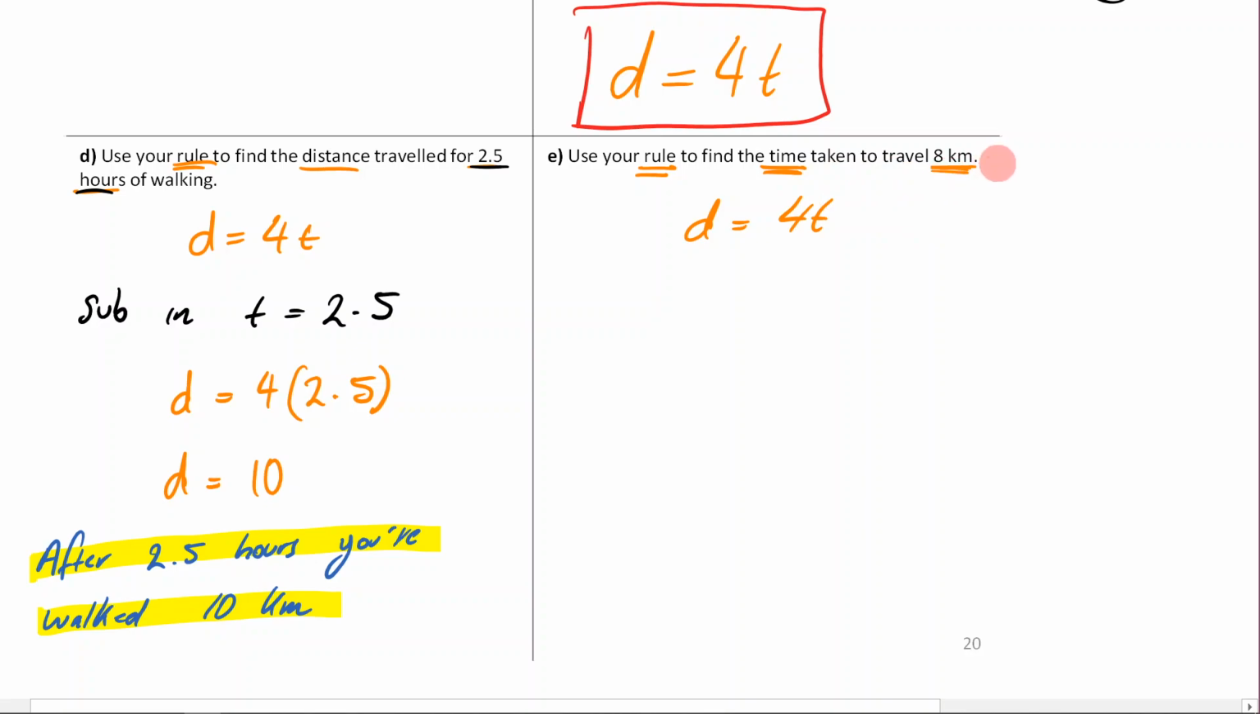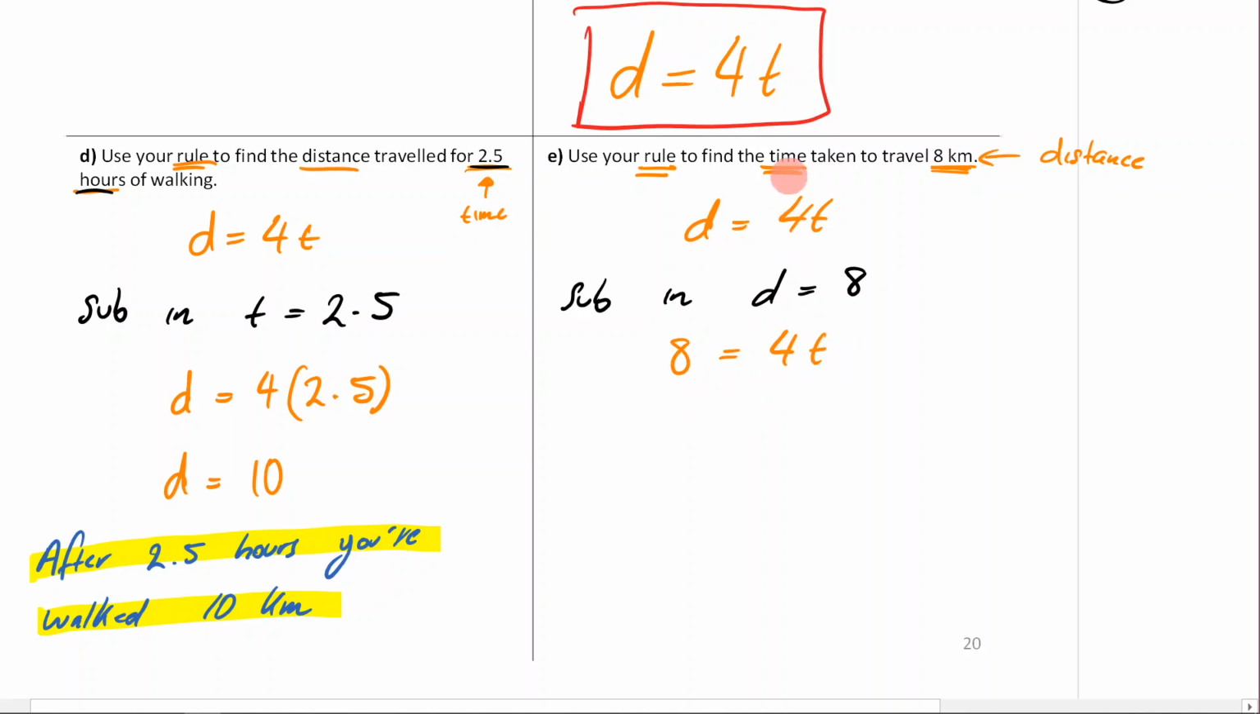Do you see that they've given me the distance? Over here, they gave me the time. This was the time. When we were given the time, I let t be equal to 2.5. But in this case, I've been given the distance. So I'm not going to let t equal anything. I'm going to sub in d is equal to 8 because I've been given the distance. So that means I'm going to come over here now, and in my d spot, I'm going to put an 8, and then I'm going to have 4t.